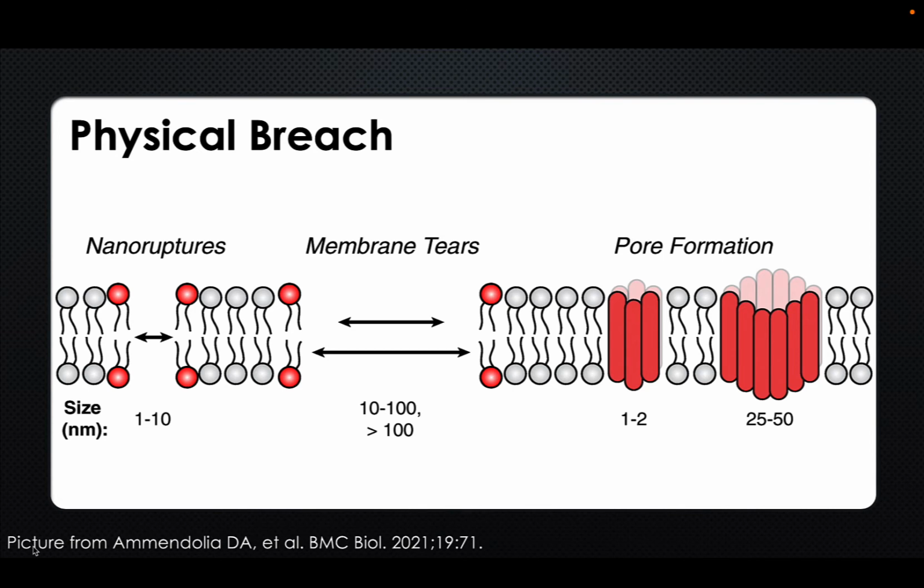of the cytosolic contents. A third type of physical breach is pore formation. This occurs when pore-forming proteins from infectious agents like bacteria assemble into transmembrane pores and alter ion and molecular flux across the membrane.